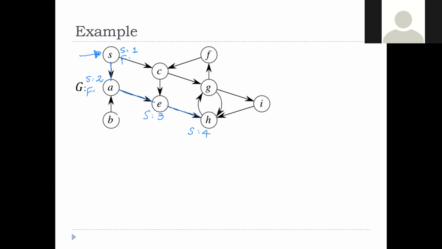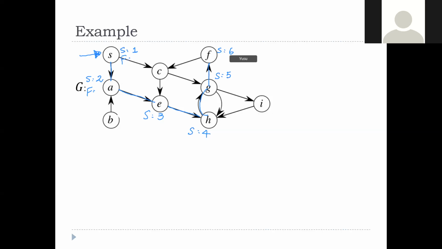And at H, we explore and identify the neighbor G. So the start time for G becomes 5. And at G, we remember that among all neighbors, we explore them in increasing order of their labels. So first we explore F. That means that the starting time for F is 6.